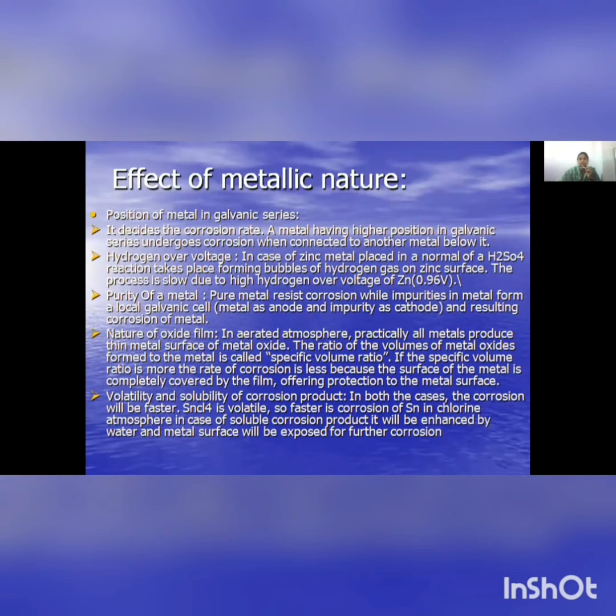That means according to the electrochemical series, metals above hydrogen undergo corrosion easily, because they act as anode, and metals below hydrogen act as cathode, so they do not undergo corrosion. That is the position of the metal in the galvanic series. So it decides the corrosion rate. And hydrogen overvoltage.